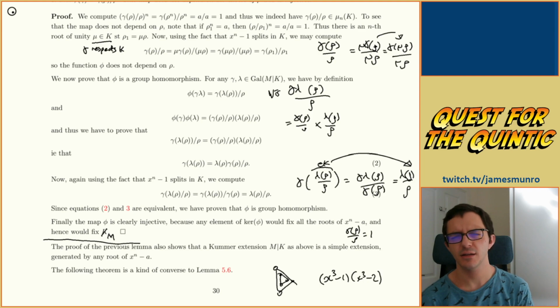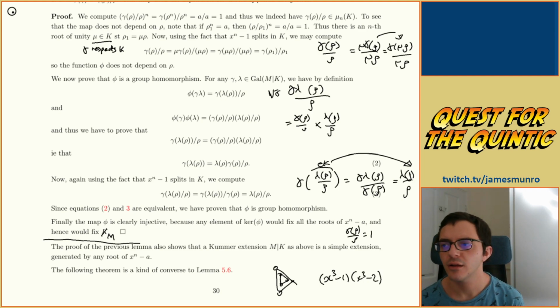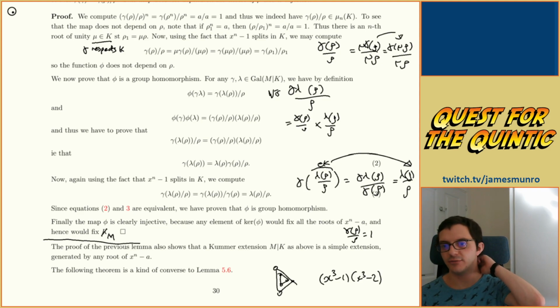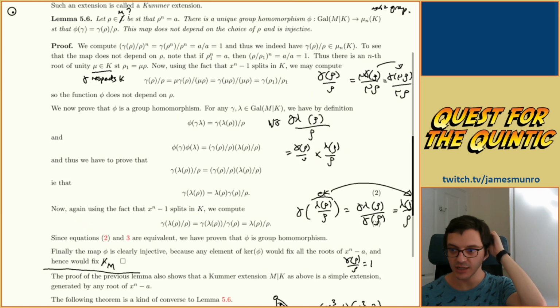minus a. What does that mean? Kernel of phi. Fix all the roots. Let's send things to 1. And any element of the kernel of phi corresponds to an element of gamma that fixes the roots. Yes, the kernel of phi is made of gamma maps. The map is slightly awkward, right? Because you've got to start with a gamma and show me phi of gamma is this.